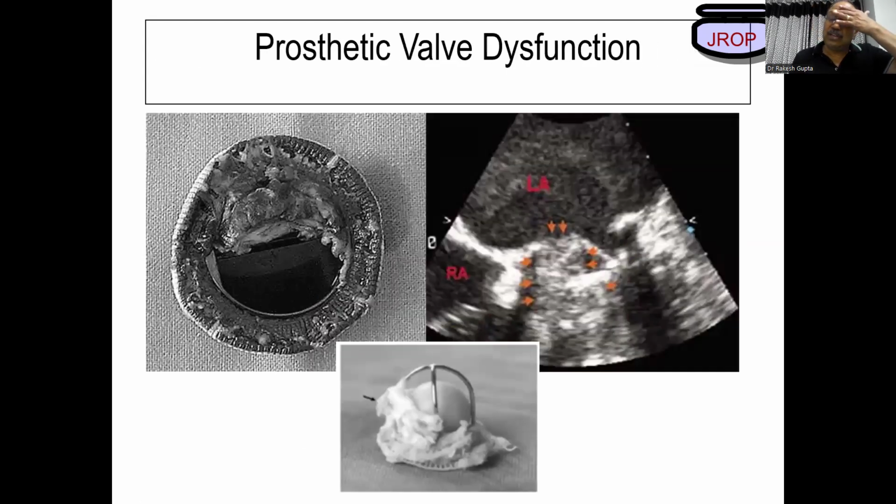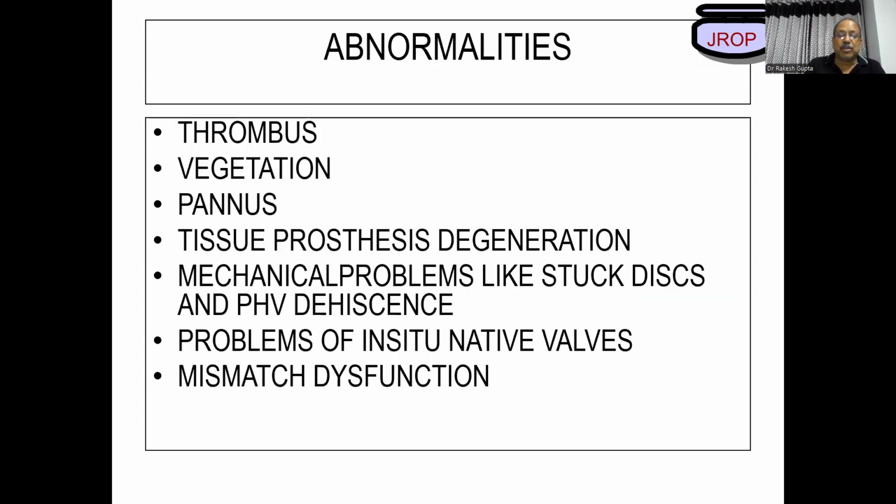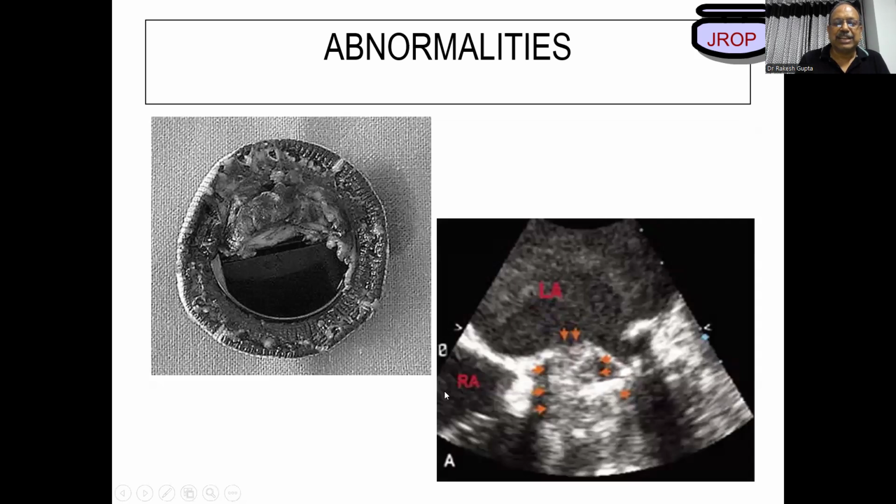These are the normal ones which we look at. How do we look at them? Now, what are the abnormalities these prosthetic valves can develop over a period of time? They can develop thrombus, vegetation, and pannus. Then tissue prosthetic degeneration, and mechanical problems like stuck disc and dehiscence. Disc stuck means the valve leaflet does not open. Dehiscence means when the sewing ring gives way, paravalvular leaks start happening. Then problems of in situ native valves and mismatch dysfunctions. Let's take them one by one.